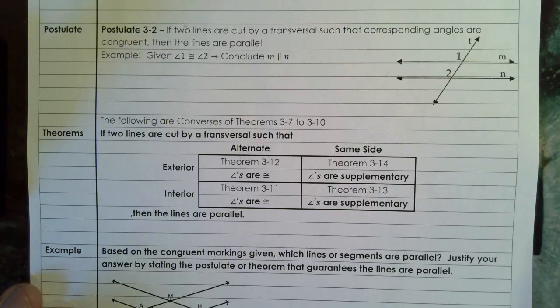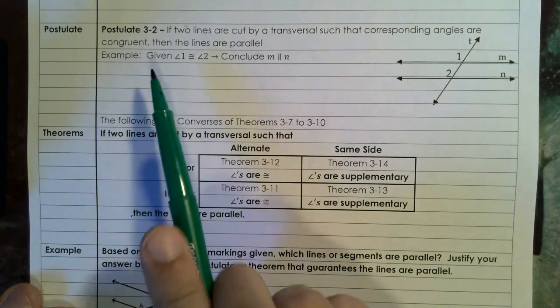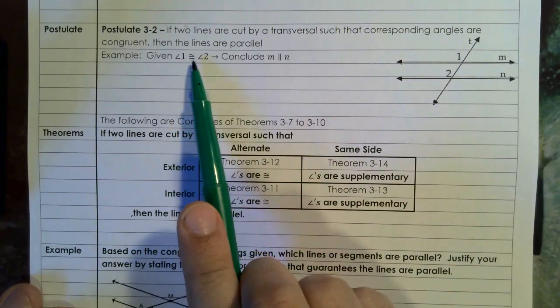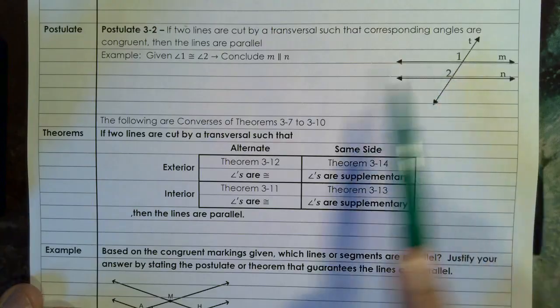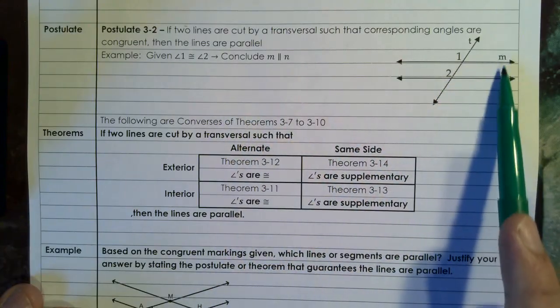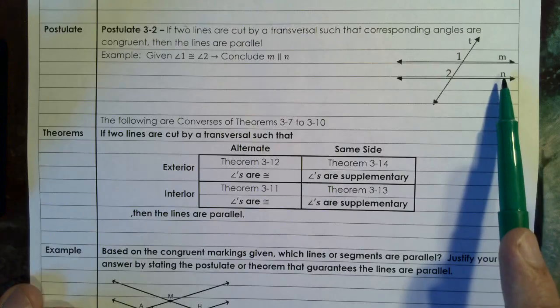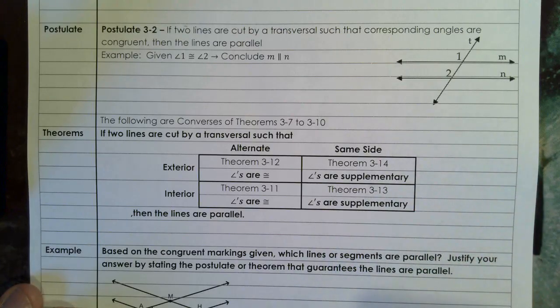Hello, in this video we're going to be proving lines parallel. To do that we're going to use converses of some particular theorems. This first one is saying that if angle 1 and angle 2, so these corresponding angles, are congruent, we can say that these two lines have to be parallel, which is the converse of postulate 3-1.